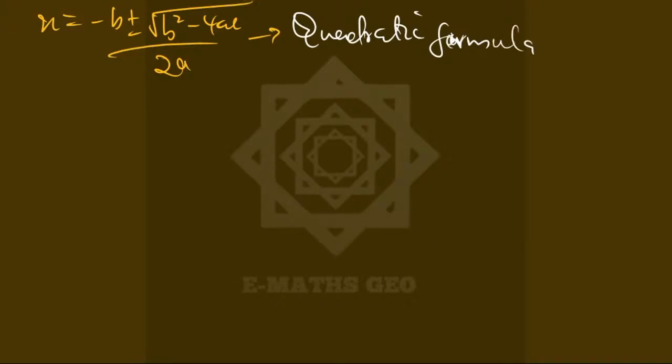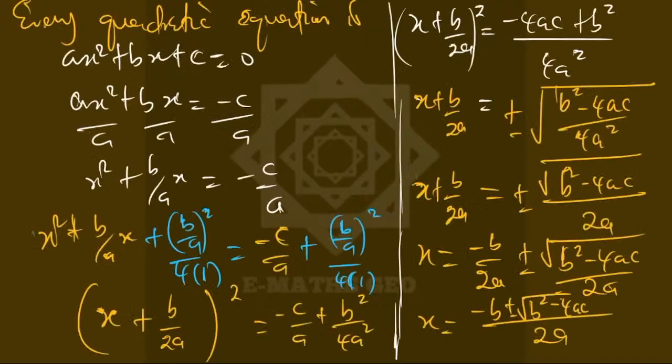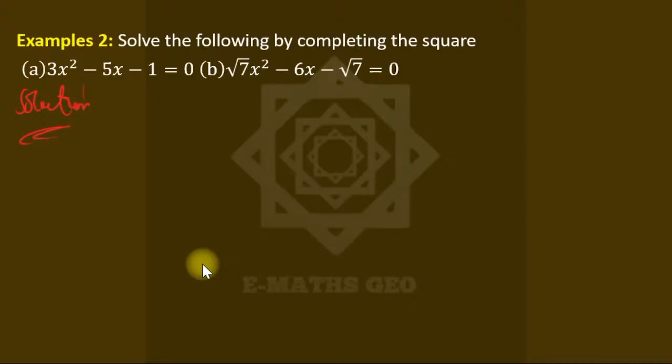So this process of doing that is called completing the square. We are asked to solve the following by completing the square. So now we are not told just to solve. They told us the method to use and the process. So we need to complete the square. Let's see. The first one, we have 3x squared minus 5x minus 1.